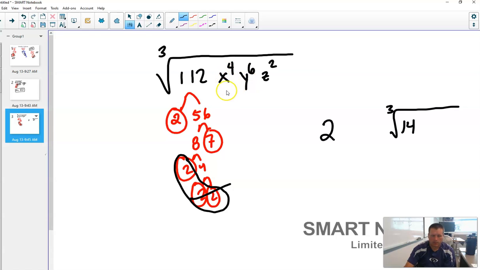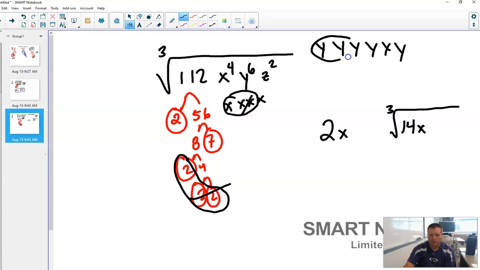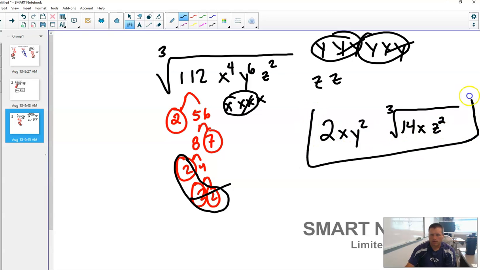Now I'm going to take care of my variables. Remember, this is just x, x, x, x. So there's a group of 3 there. So I can go 1 x on the outside, these other 2 are gone, and then I have an x on the inside. Then I've got my y's, y, y, y, y, y, y. Really just think, how many groups can I make? And I can make 2 whole groups, and then there's nothing left, so that would be y to the second on the outside, because boom and boom, which means there's 2 of them. And then I've got my z to the second, z and z, which I can't make a group of 3, so that just has to stay as z squared on the inside. And that would be it.